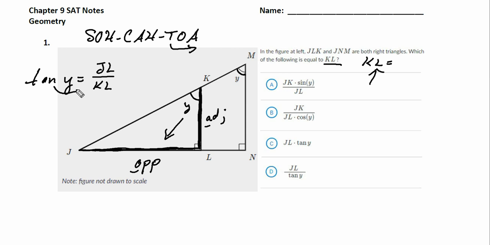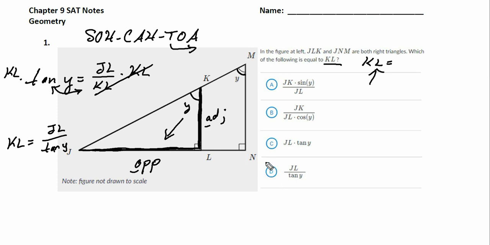If we remember this algebraic trick to solve for KL when it's in the denominator here, we're just going to switch those two things. So that means KL equals JL over tangent of y. And remember, the reason why is because when we take those steps to solve algebraically for KL, we would multiply by KL on both sides, and then from there we would divide by tangent of y, and we'd get JL over tangent of y.